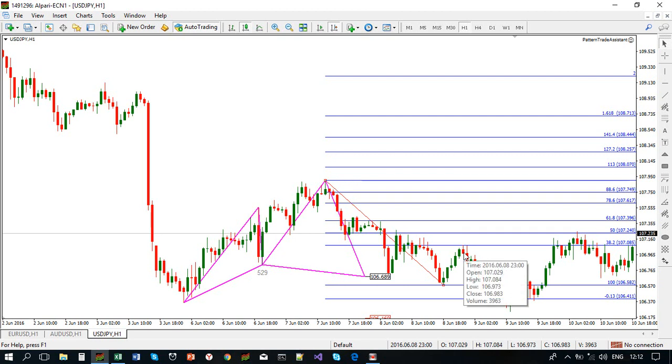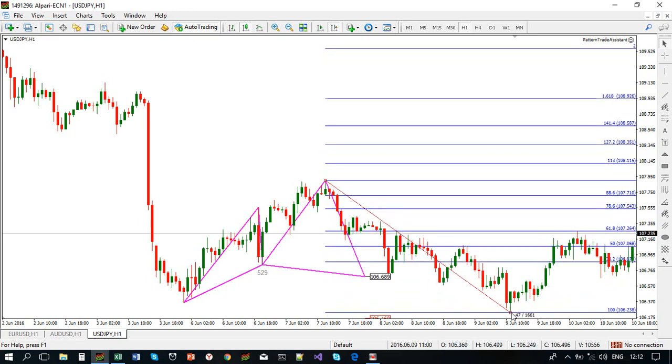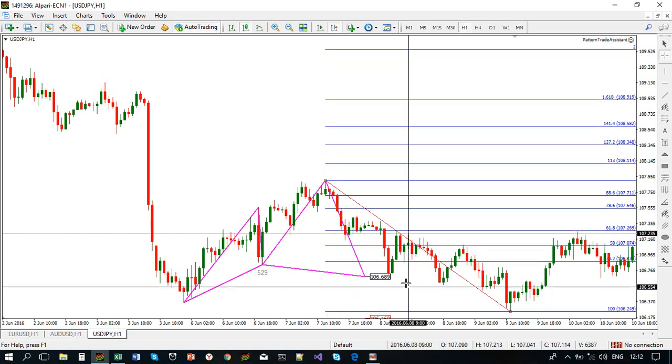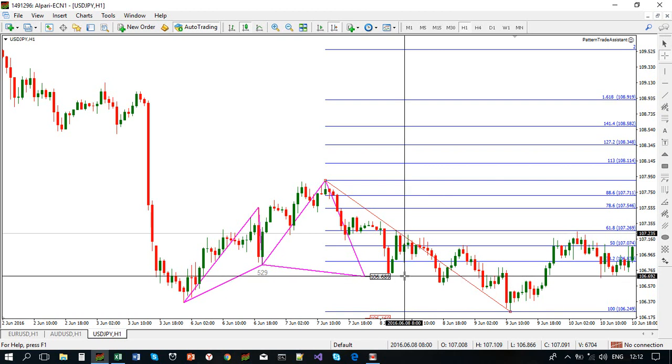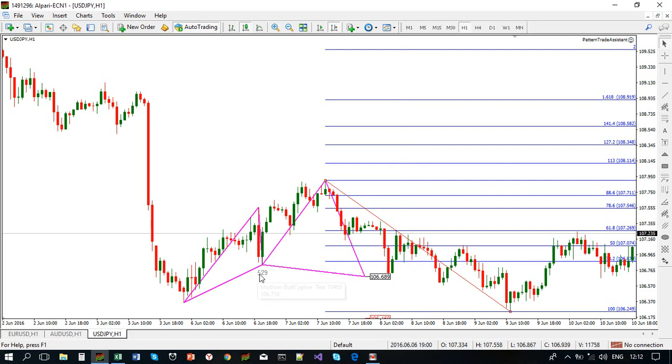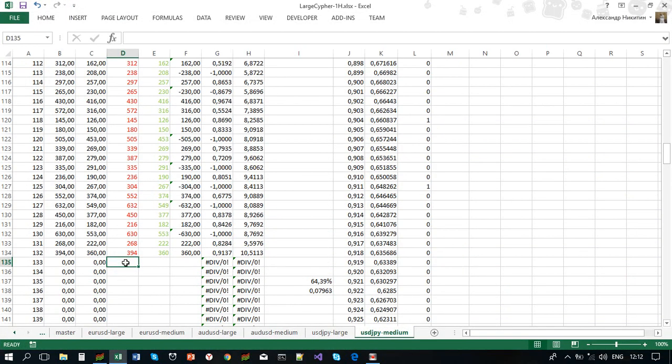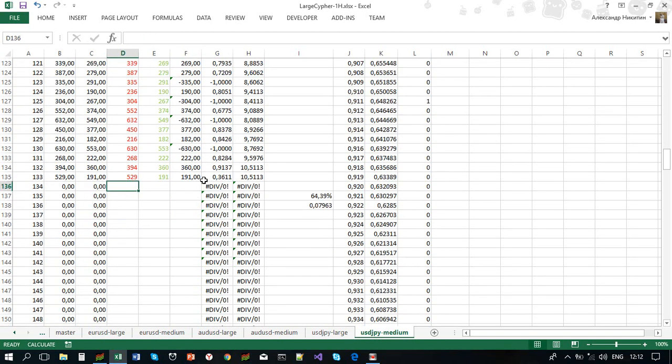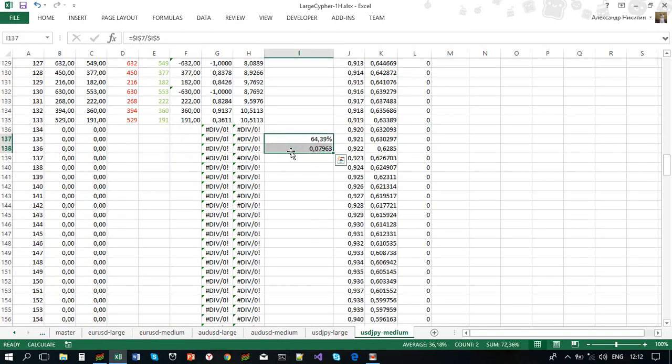And the high says 107.084. 0.85 is the level, then we go lower, and now we finally hit the targets. 19.1, 52.9, 52.9, 19.1, it equals the take profit. And let's go to the next trade.